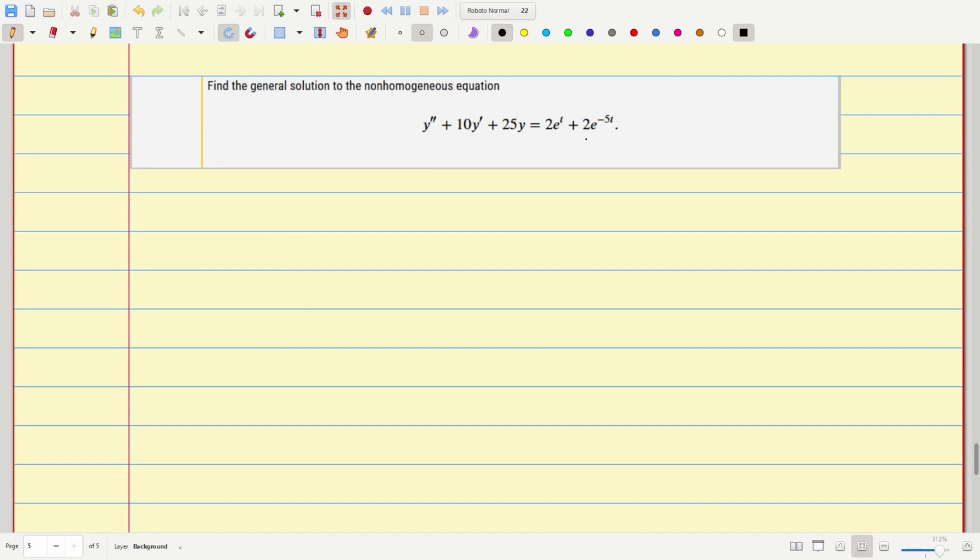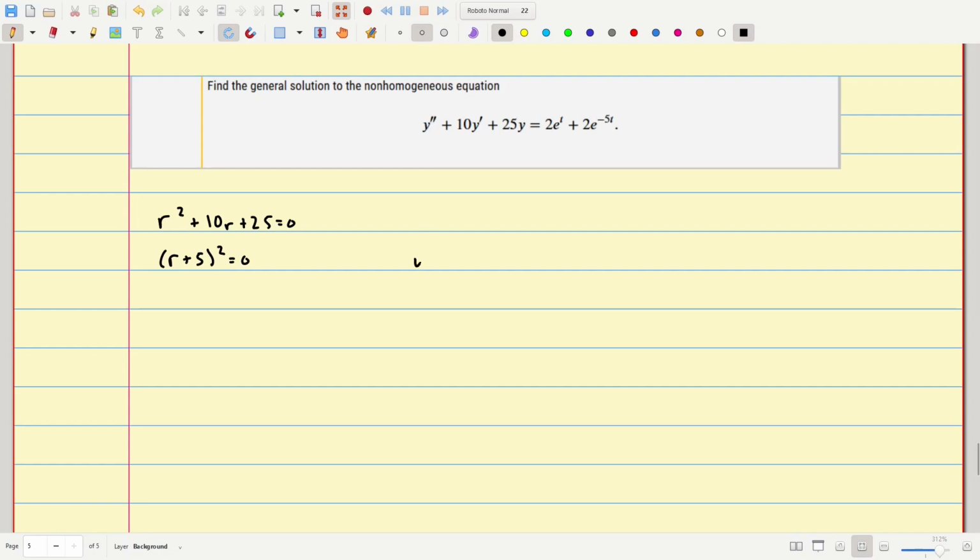In this question, we're being asked to find the general solution to a non-homogeneous equation. And for this, based on the right-hand side, we should be able to use the method of undetermined coefficients. We're going to begin by solving the homogeneous equation. We'll begin by writing down our characteristic equation for the homogeneous case and seeing that this factors. Our roots are repeated roots equal to -5.